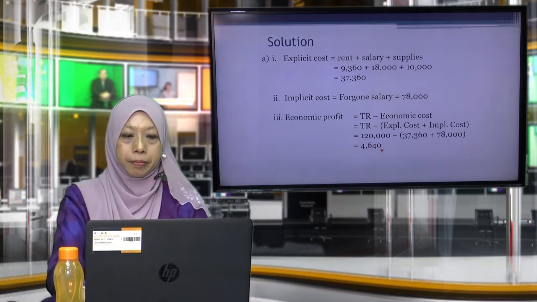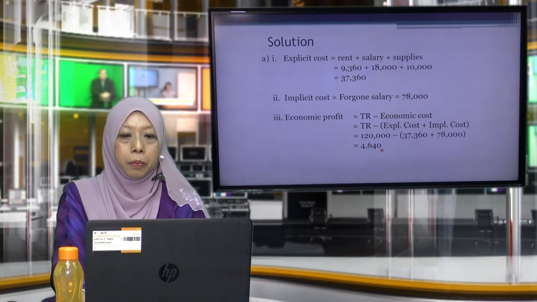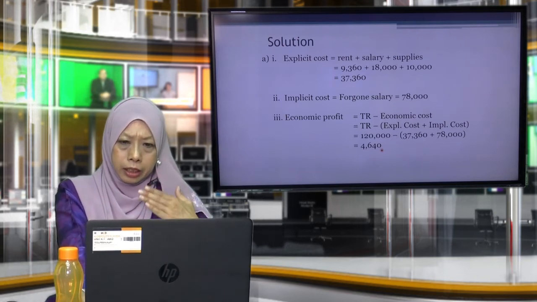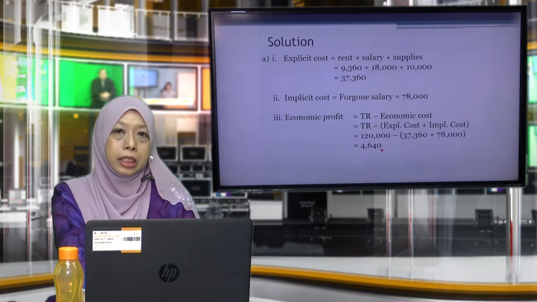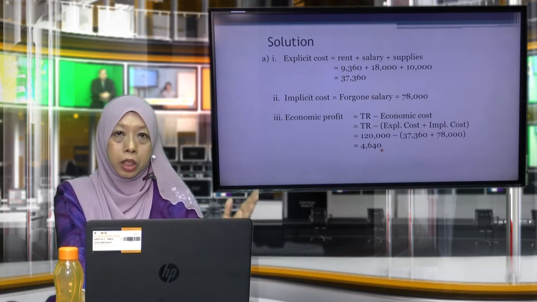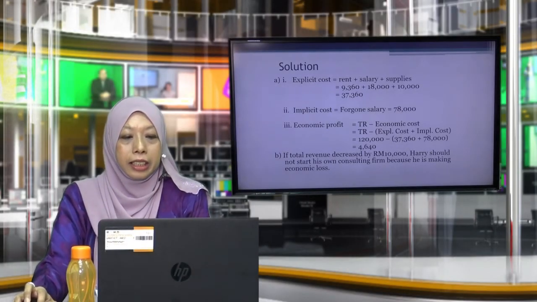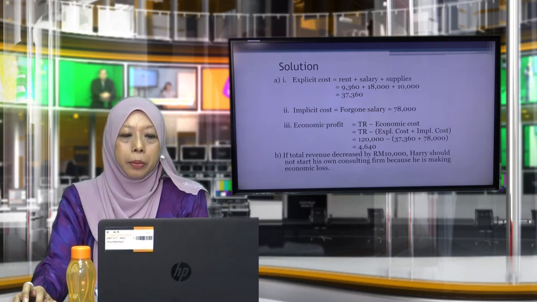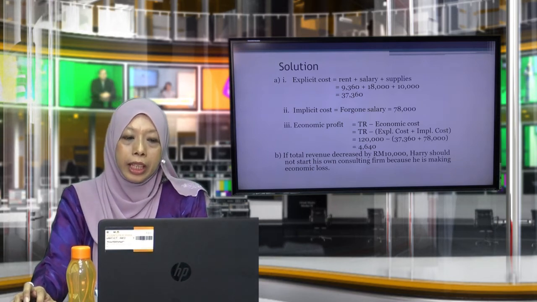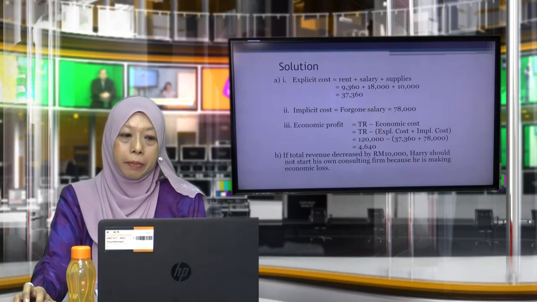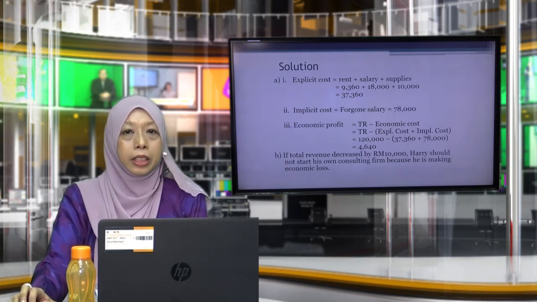All right, so now what would be Harry's best decision? Looking at the economic profit value, should Harry proceed with his own consultation firm, or should he just work for somebody else? We have already calculated that the economic profit is 4,640. So looking at this value, you can see that Harry can continue opening up his own consulting firm. Now let's look at the second case.